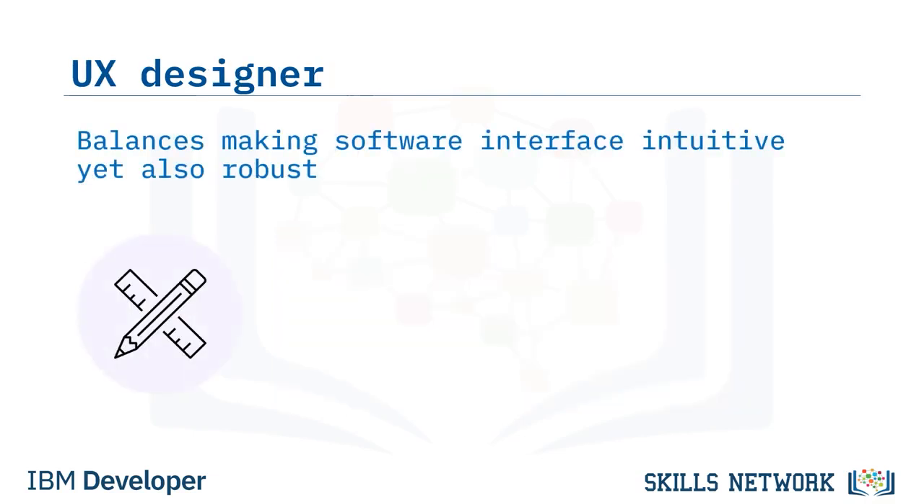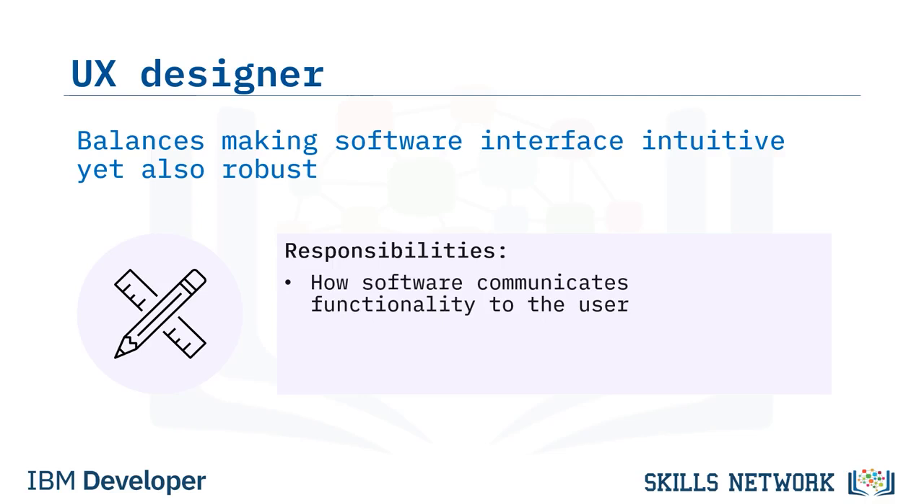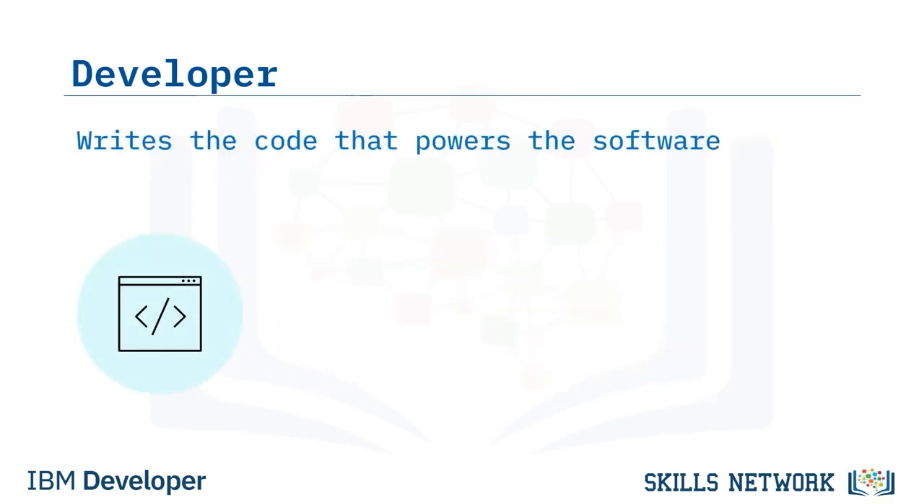UX means user experience. The goal of a UX designer is to balance making the software intuitive, but also as robust as it needs to be to address requirements. They define how the software behaves from the user's perspective. The UX designer determines how the software communicates its functionality to the end user and how the end user interacts with it. Next, the developers write the code that powers the software.